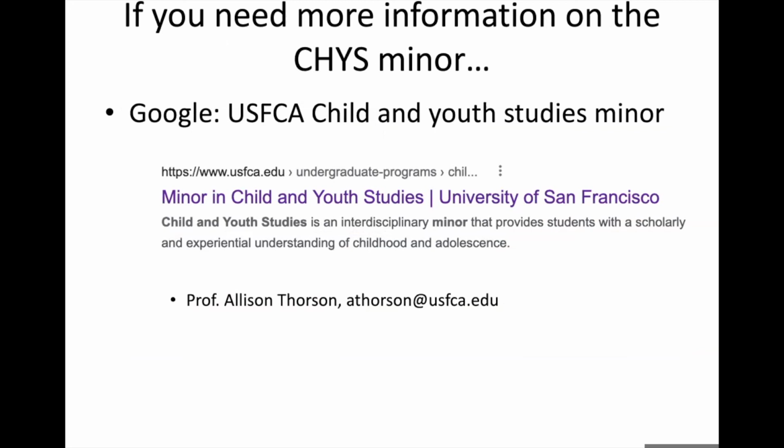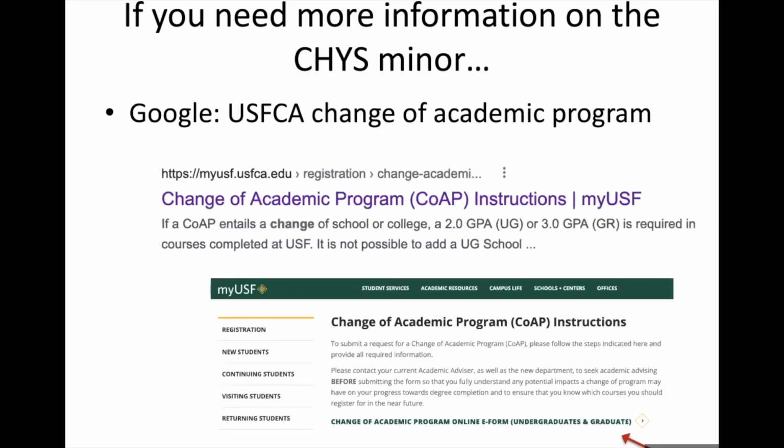The other thing that you can always do, if you know that this is something you want to do, you can go into your COPA or your change of academic program, and you can just add this minor. Once you add the minor, give it about 24 hours to process. And this is the exact way that you add the minor or drop the minor if it ends up not being a fit for you.